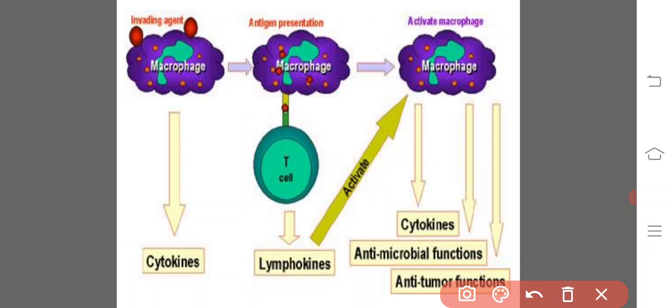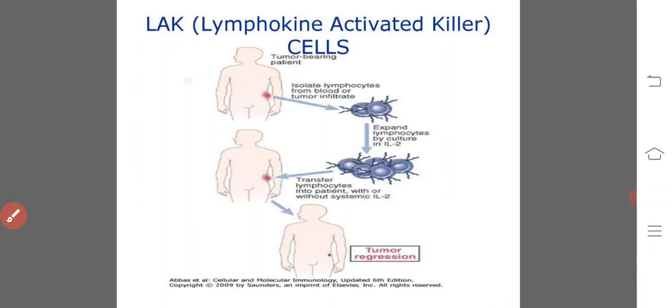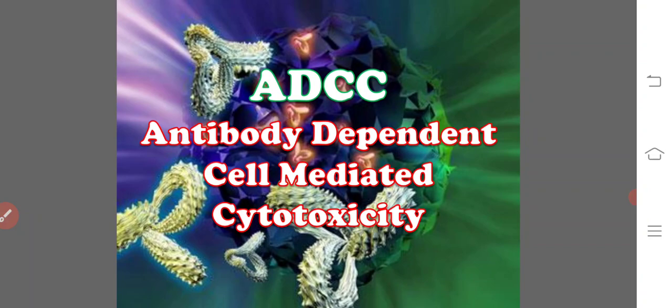These are common when phytohemagglutinin has been used as the stimulus in the case of a mixed population. So these are the lymphokine activated killer cells, which lead to tumor regression.